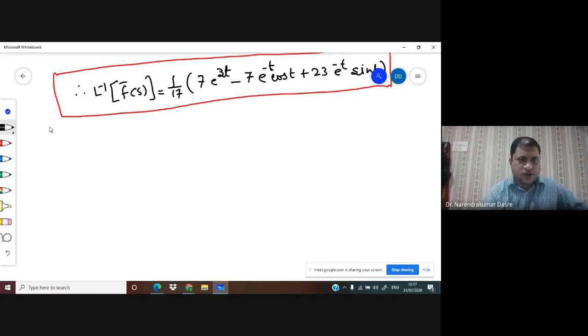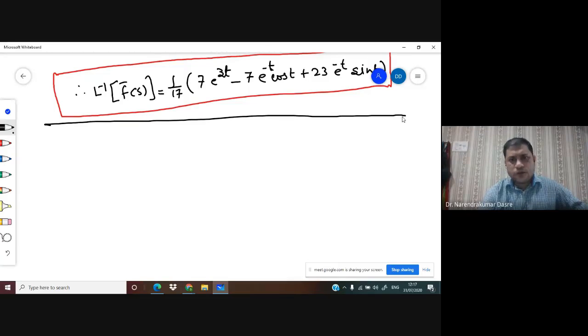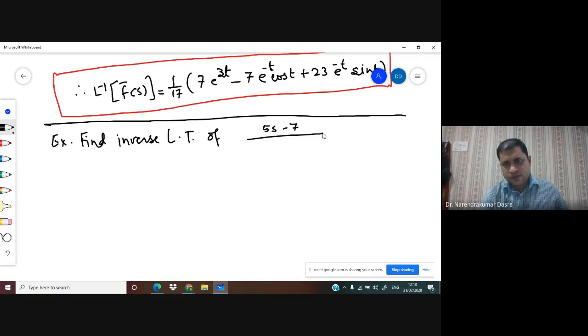Now we'll see the next example. We can find the inverse Laplace transform of (5s - 7) upon (s - 1)(s + 2) bracket square.